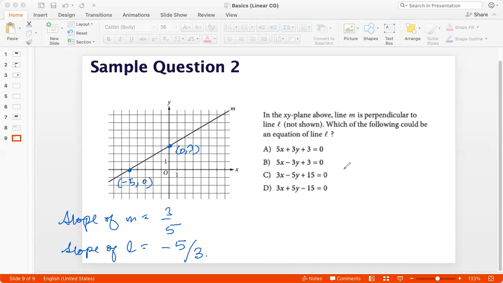So what are the slopes of each of these lines? They are given in the standard form, ax plus by plus c is 0. So the slope will be minus a by b. So for option A, it's minus 5 by 3. For B, it is 5 by 3. For C, it is 3 by 5. And for D, it is minus 3 by 5. My desired slope is minus 5 by 3. So my answer is option A. Right, so that was a quick preview of the slope and the linear equation on the coordinate plane.